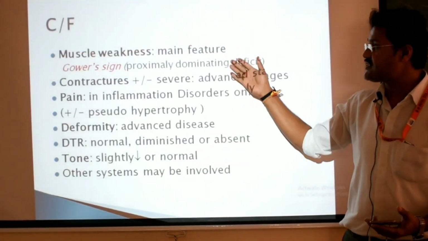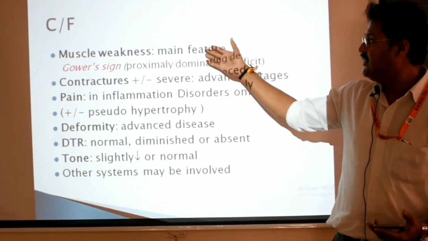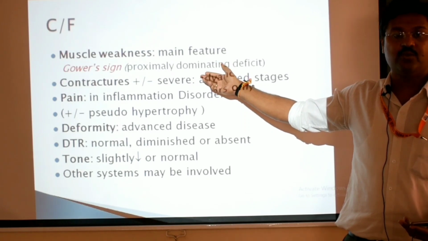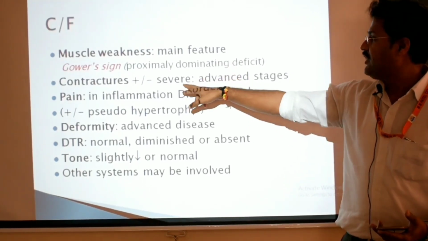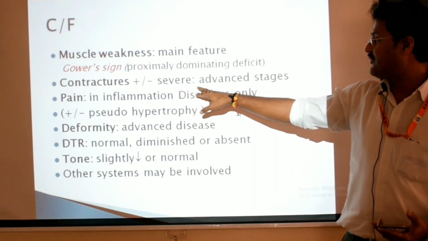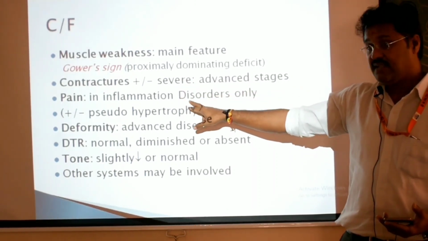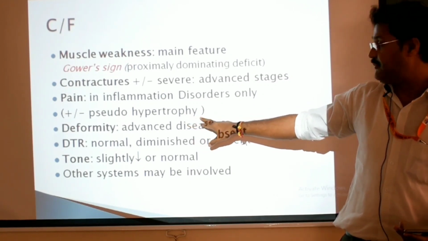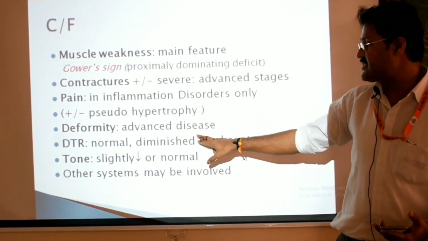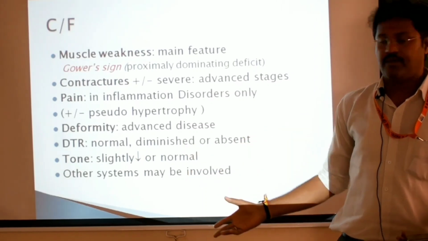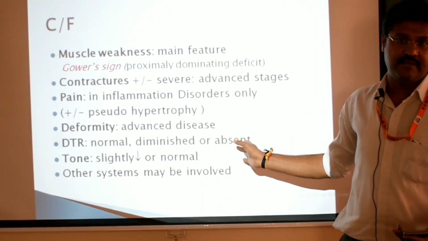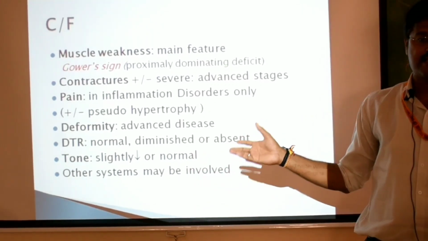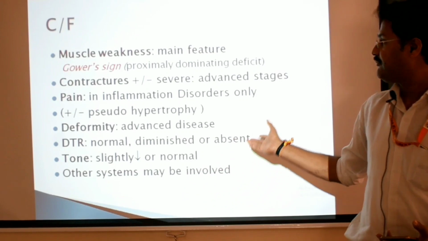Now clinical features of myopathy, these are general terms. First, muscular weakness, mainly with Gowers sign, there is difficulty from sitting to standing, mostly proximally involved. Contracture, this is severe. Pain, inflammation if present, mostly pseudohypertrophy in calf muscles. Deformity is present in later stage. All deep tendon reflexes are normal, diminished or sometimes absent. Tone slightly decreased or normal, and other systems like respiratory and cardiac are involved.